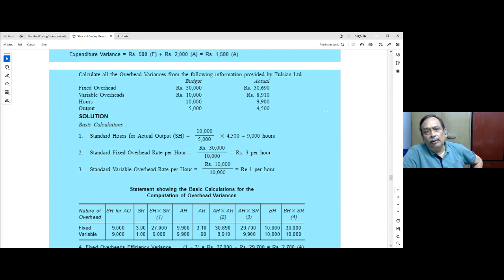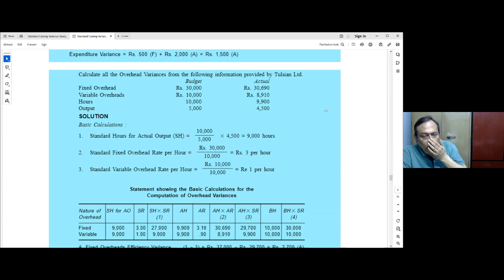Now, it is given: calculate all the overhead variances from the following information provided by T Limited. So we have budget and actual. Budgeted fixed overhead is 30,000, actual is 30,690. Variable overhead is 10,000 and actual is 8,910. Budgeted hours is 10,000, actual is 9,900. Output budgeted is 5,000 and actual is 4,500.